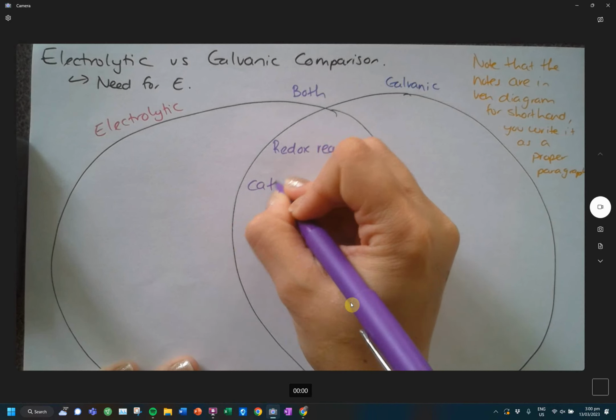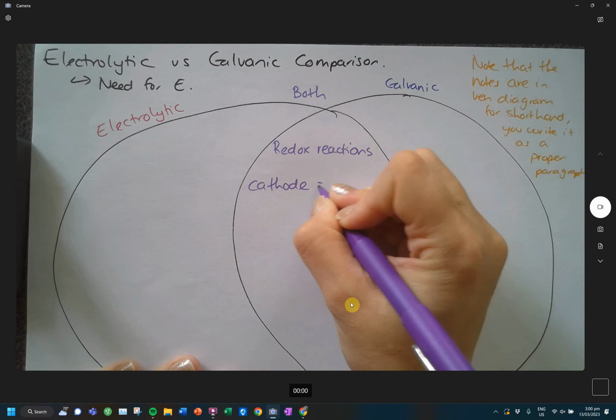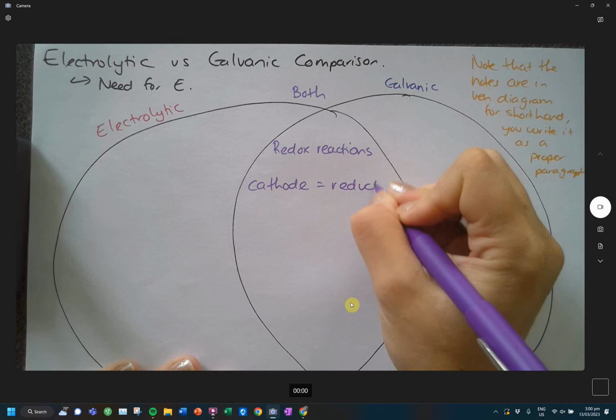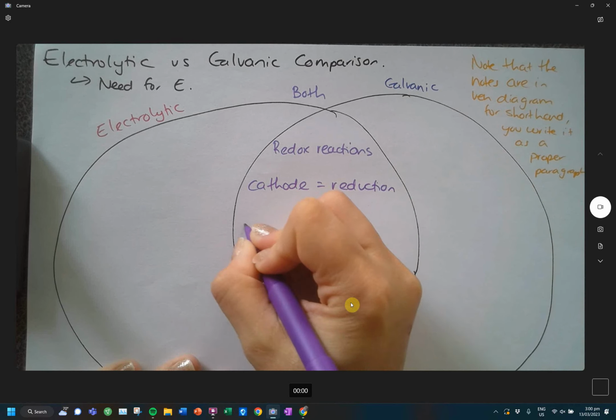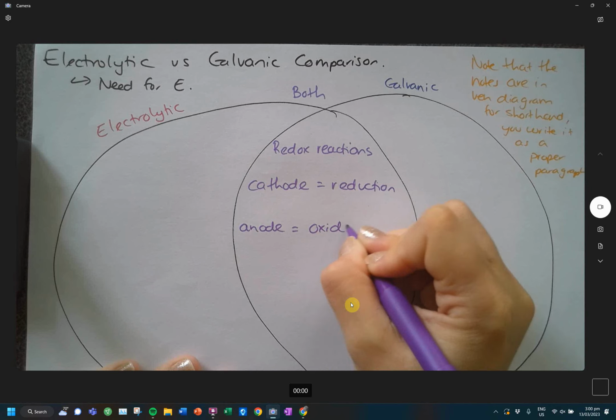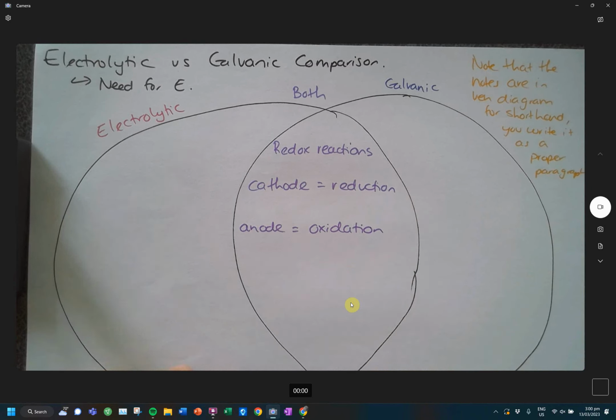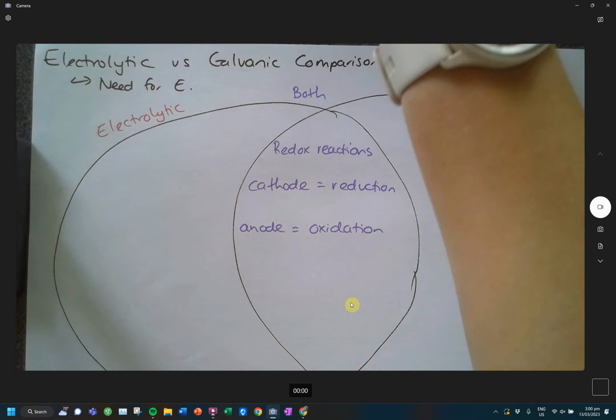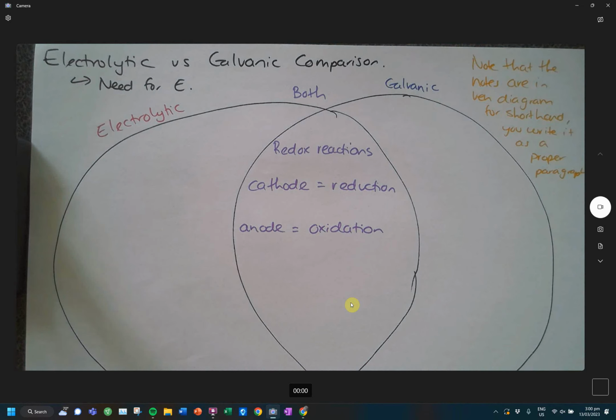So cathode equals reduction, and the anode equals oxidation. So that doesn't change when I swap between these two cells. Are we good so far? Yay, nay? Yeah? All right.